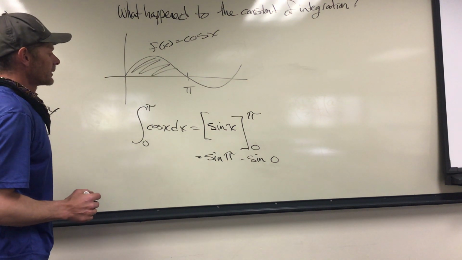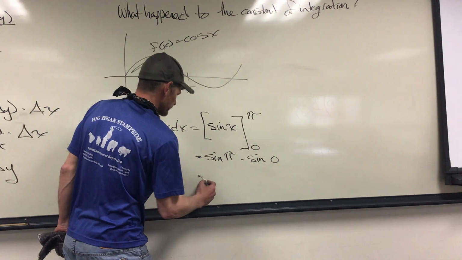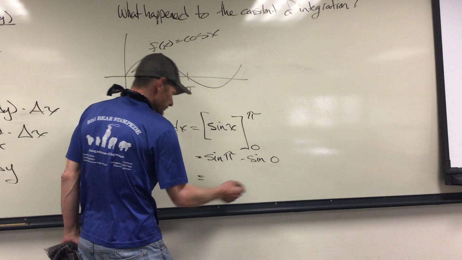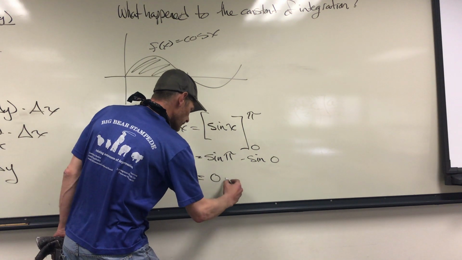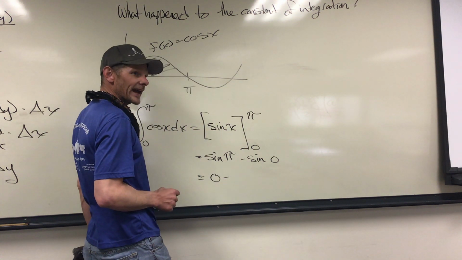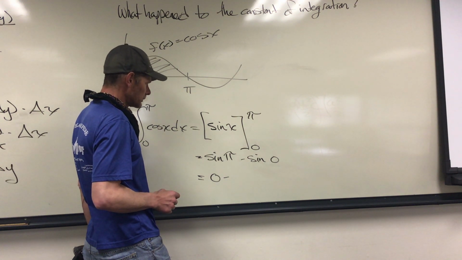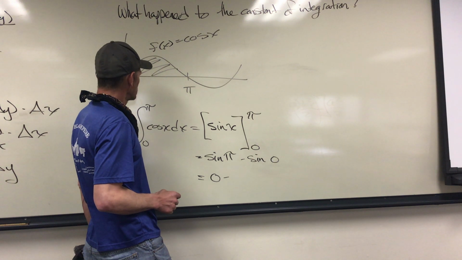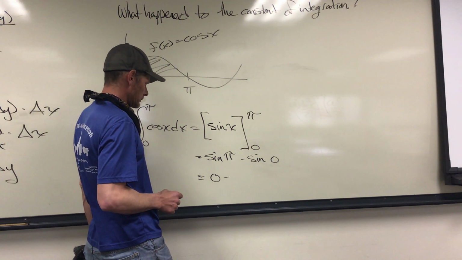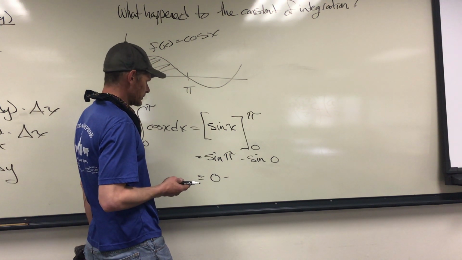What is the sine of pi? You go to your unit circle, you turn to pi, look at the y-coordinate, oh, it's 0. And what is the sine at 0? Zero.